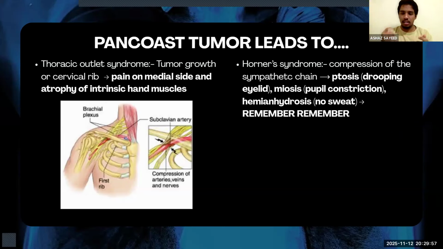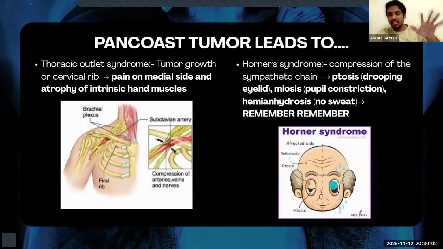Ptosis means your eyelid droops. I'll show you here. Look at this, this guy's eyes are completely open. This is the affected side, because the Pancoast tumor was, let's say, on this side. So on this side, you're going to have ptosis, which means your eyelid is going to droop a bit. Your eyes will never be fully open. Now, miosis is pupil constriction. You can see this guy's pupil, the eyeball there. It's pretty big because it's dilated. Now, in miosis, that's going to constrict. And then you have hemianhidrosis. I'll break it down.